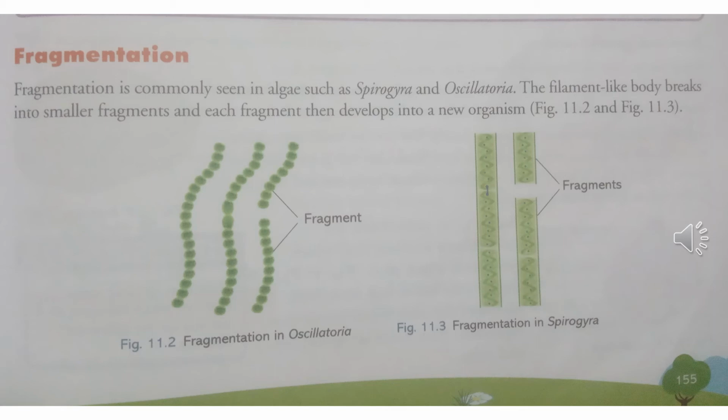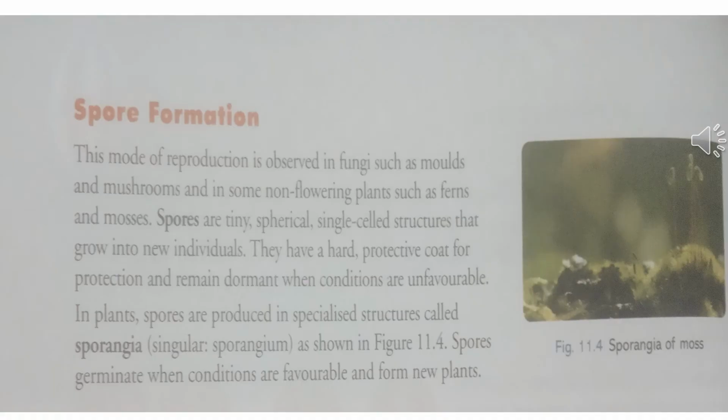So you can see in figure 11.2 and 11.3. In 11.2 it is the fragmentation of Oscillatoria, and in 11.3 it is the fragmentation of Spirogyra. Both are algae and their body is a filament-like body which can break into smaller fragments, and each fragment then develops into a new individual or organism. This way Spirogyra and Oscillatoria algae reproduce.